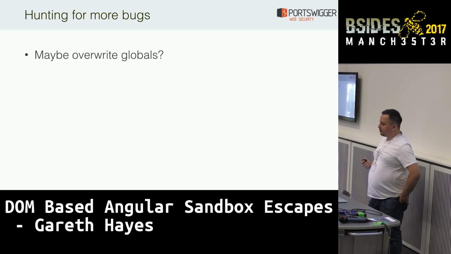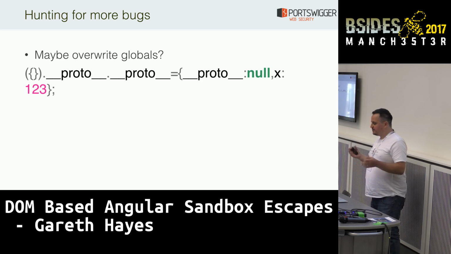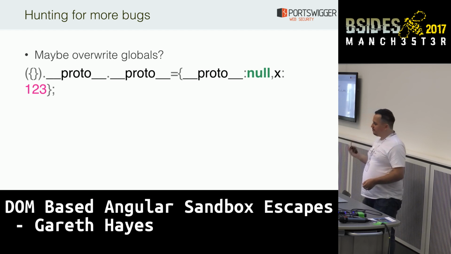So I thought maybe we could overwrite global variables. So as I said, Angular forces a scope into the scope object that the developer defines. So normally you can't overwrite global variables. But if we use an object literal and we use proto.proto, proto.proto is the window global scope polluter. And we assign that to an object literal. And we use proto. Now proto is an important part here. So we assign proto to null so that that object does not inherit from any other object. And we need this in order to keep the assignment to the global scope polluter so that it'll work basically.